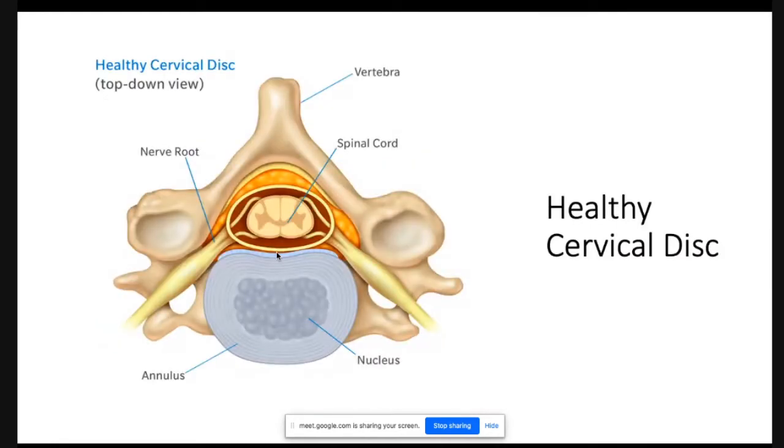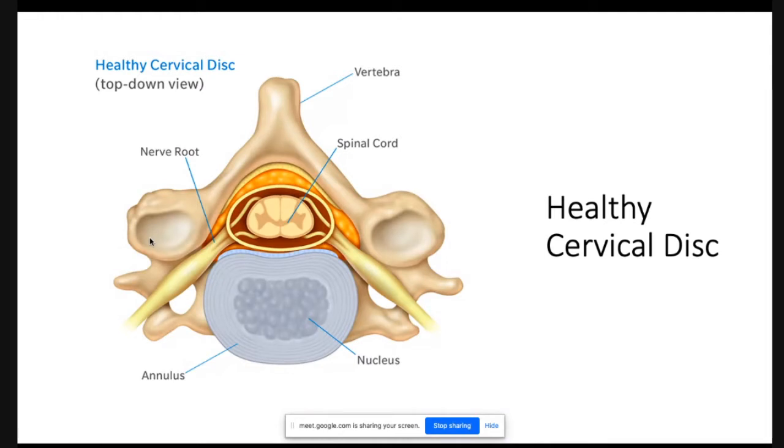So this is how a normal or healthy cervical disc looks. It has a nucleus inside and annulus fibrosus outside. We have a nerve root which passes on the sides, that is, bilateral neural foramens are there, where the spinal nerve passes, and the central canal is the passage of the spinal cord. And here the complete structure is normal.